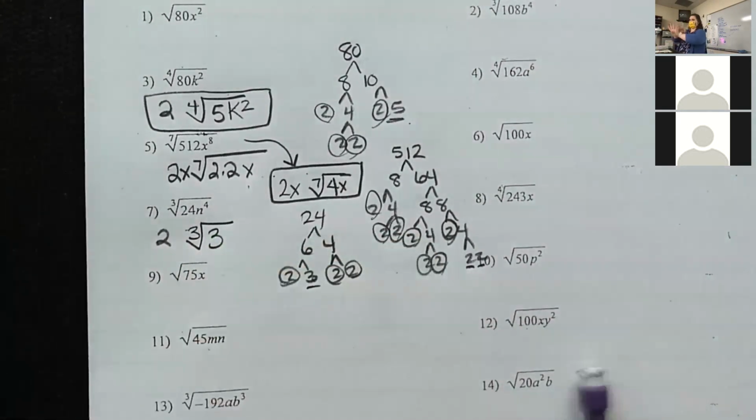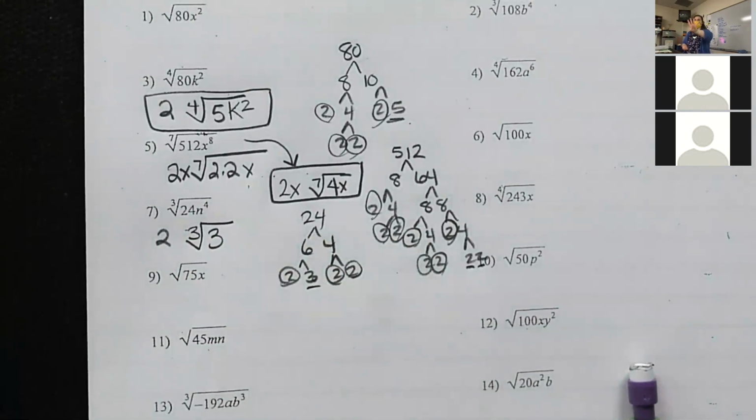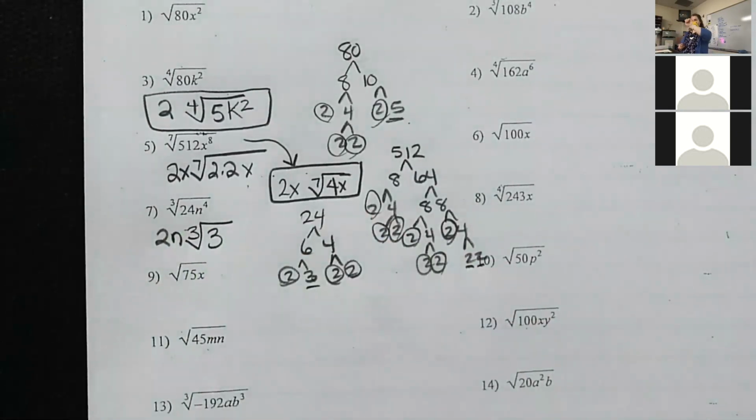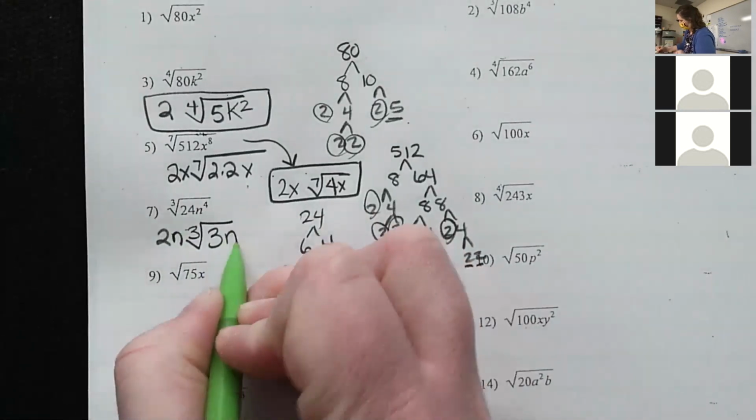3. I have 4 n's. I need a group of 3 in order to bring it out. Can I take a group out? Yep, I can take one group of 3 out. So I'm going to put the 1 out here, one of the n's. How many are left over? 1 n, so that goes on the inside.